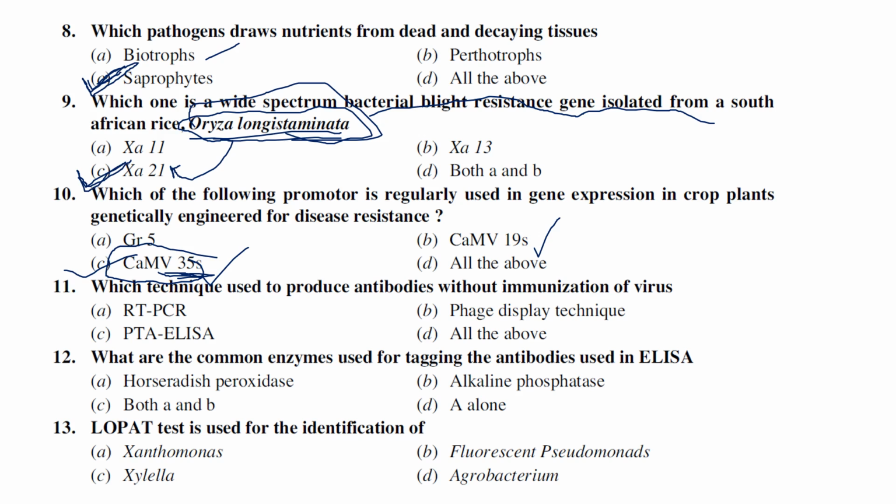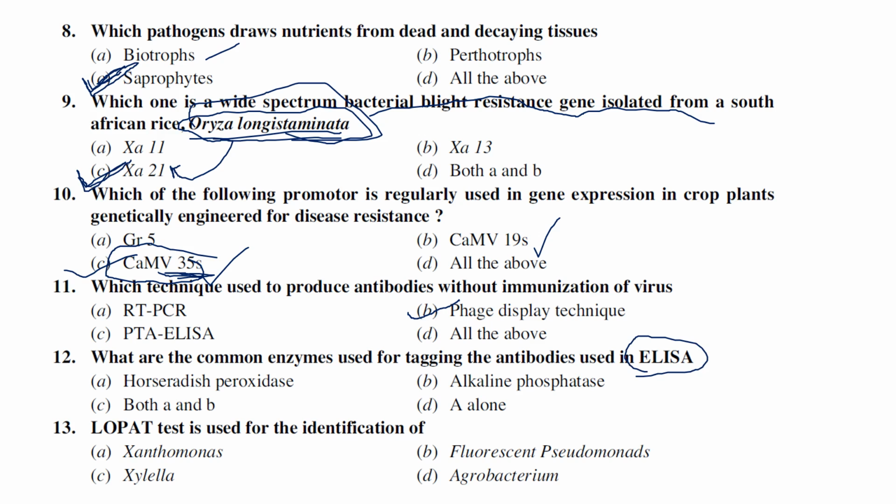Which technique is used to produce antibodies without immunizing? RT-PCR, phage display technique, PTA ELISA technique, and all the above. Among the given techniques, the phage display technique is used to produce antibodies without immunization.